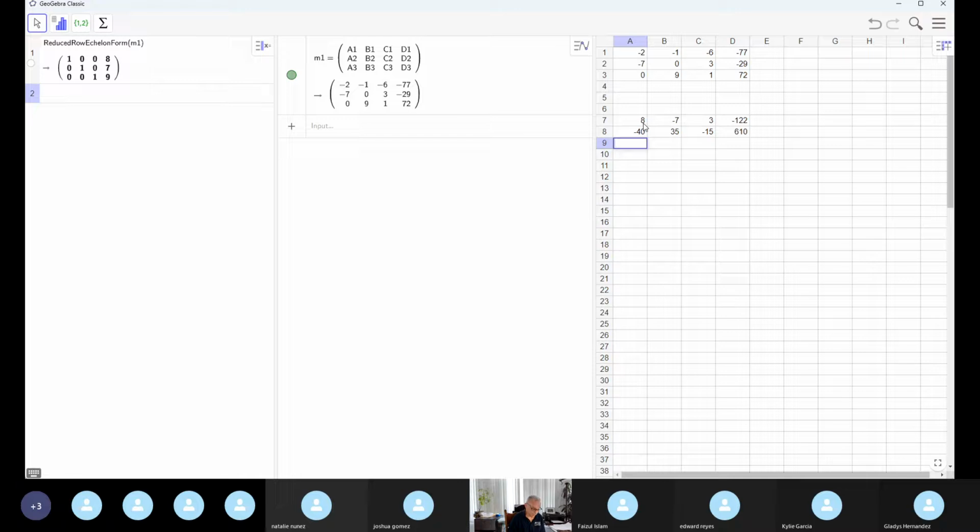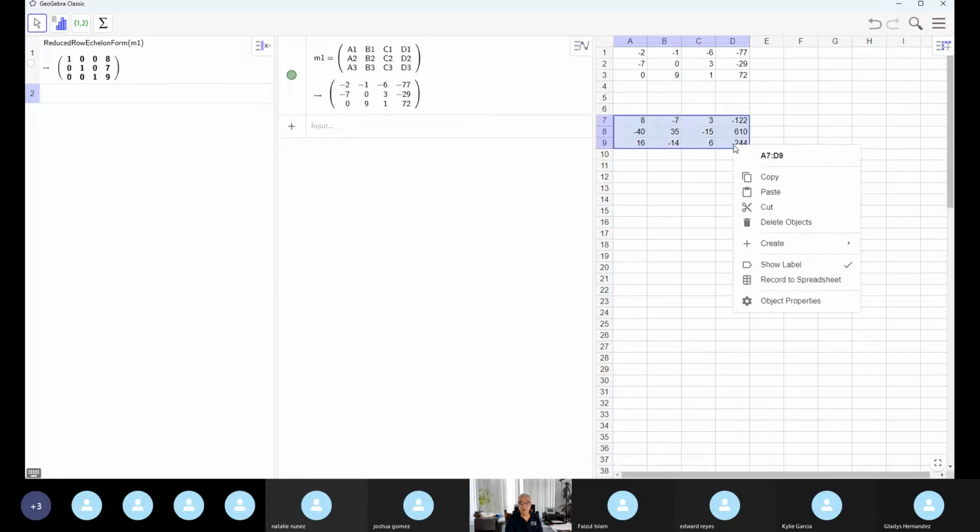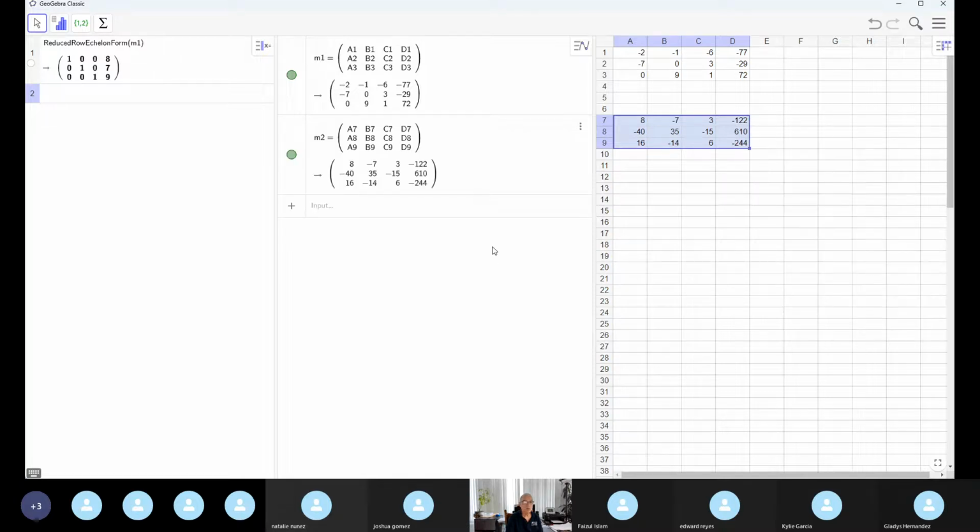3 equations, 3 unknowns. I have no idea what's going on. No surprise. Negative 14, 14, 6 positive, and negative 224. Exactly the same. I select, I create a matrix using this array of numbers. Okay, the matrix by default is called M2. Now apply the famous reduced row echelon form.